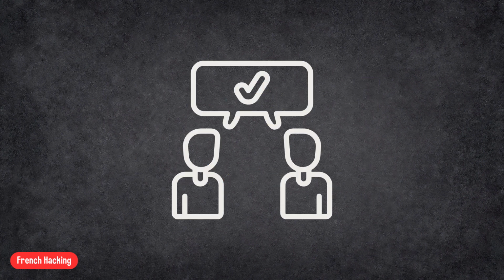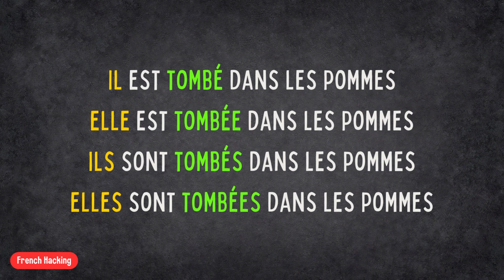Another important thing to note is that for these verbs, the past participle of the main verb needs to agree in gender and number of the subject. You need to add the extra e, n, or s to agree with the subject if it's female, and or plural.